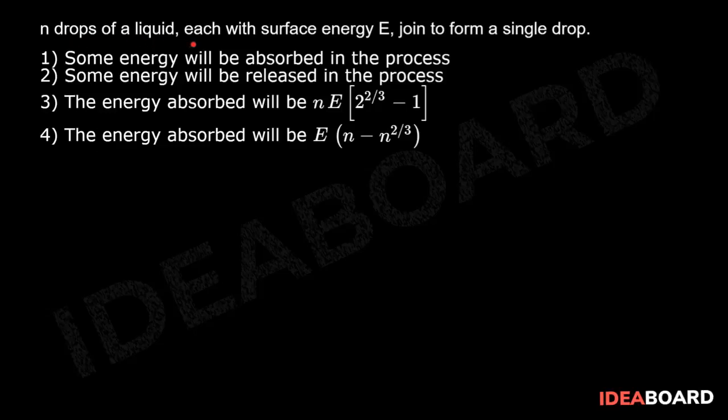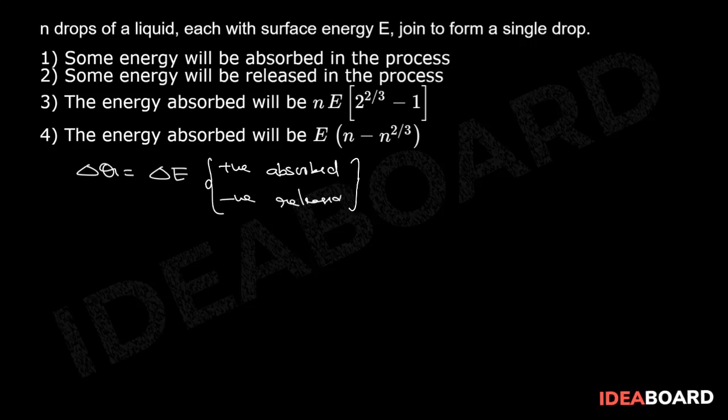n drops of a liquid, each with surface energy E, join to form a single drop. Now, energy absorbed or released in the process, delta Q, is equal to the change in surface energy. If delta E is positive, then energy is absorbed in the process. If delta E is negative, then energy is released in the process.